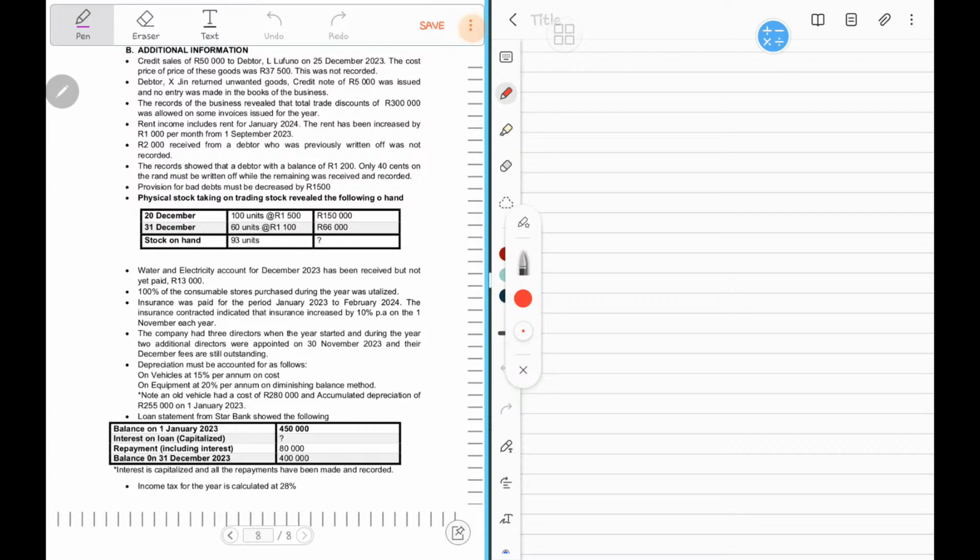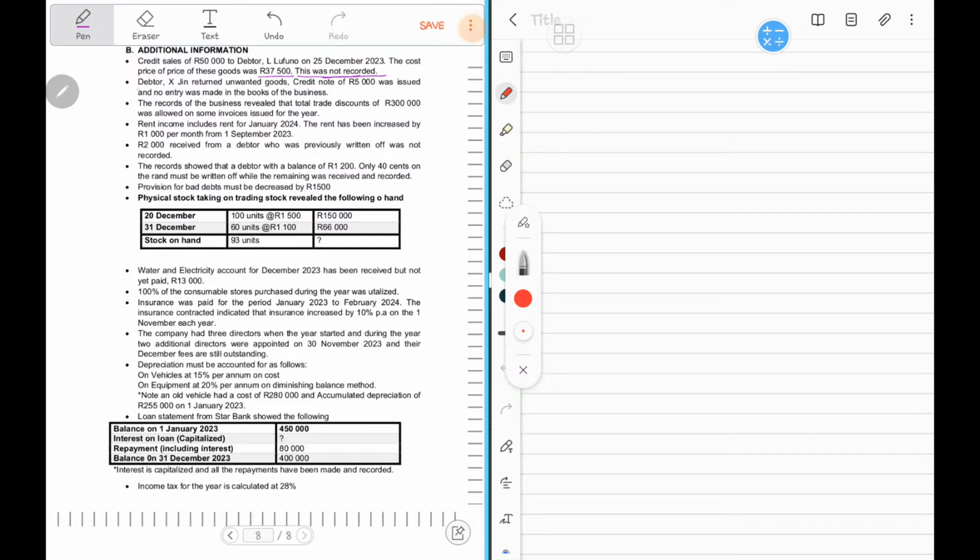Okay, then under additional information, the first bullet, we are being told that there is credit sales of 50,000 to debtor El Lufuno on 25th of December 2023. Then we are being told that the cost price of these goods was 37,000. So remember what we said about credit sales. Then we're being told that this was not recorded. Now any credit sales that is not recorded, when we adjust it, we're going to increase sales, we're going to increase cost of sales, we're going to increase debtors control, but we're going to decrease what? We're going to decrease trading stock.